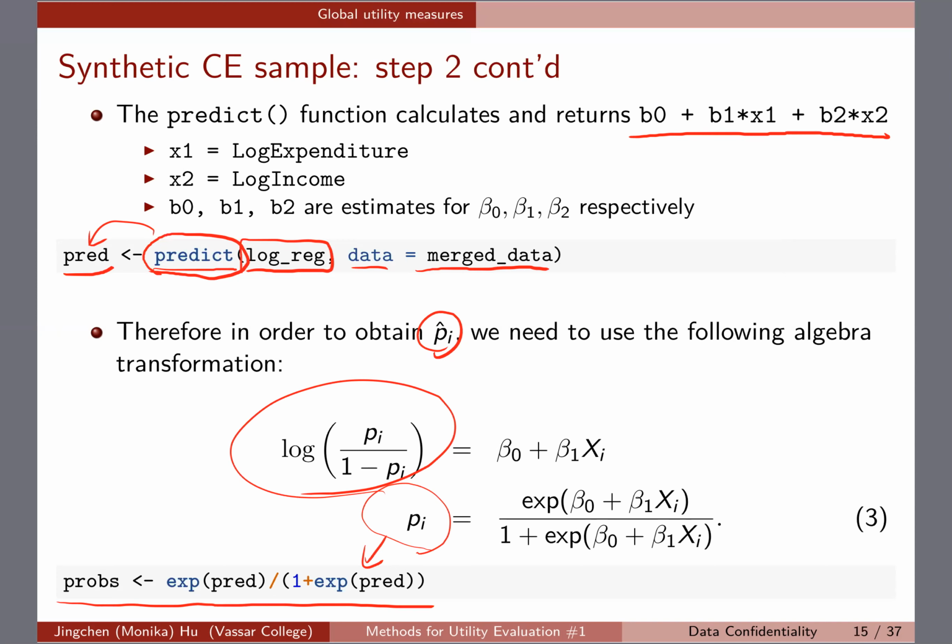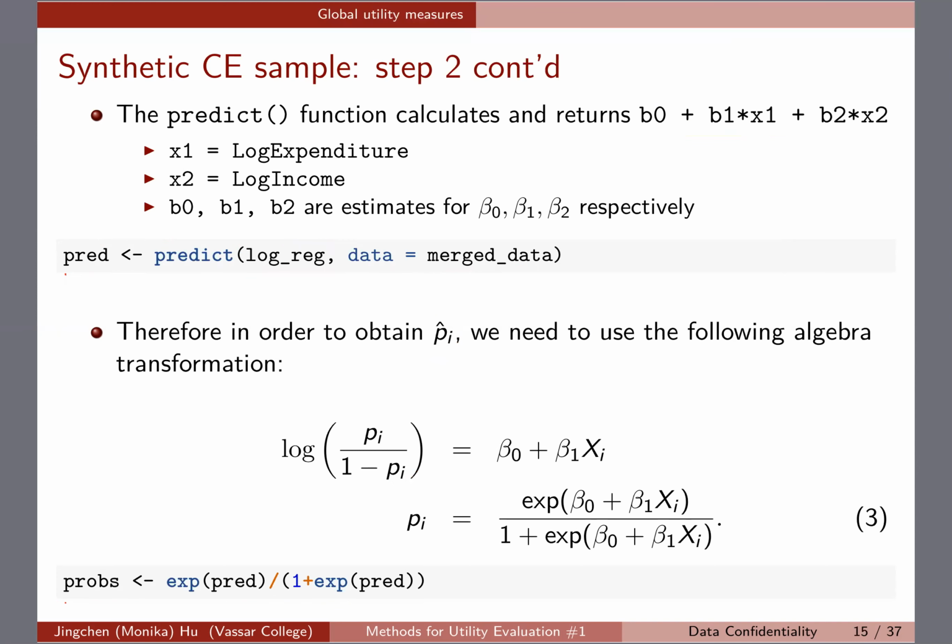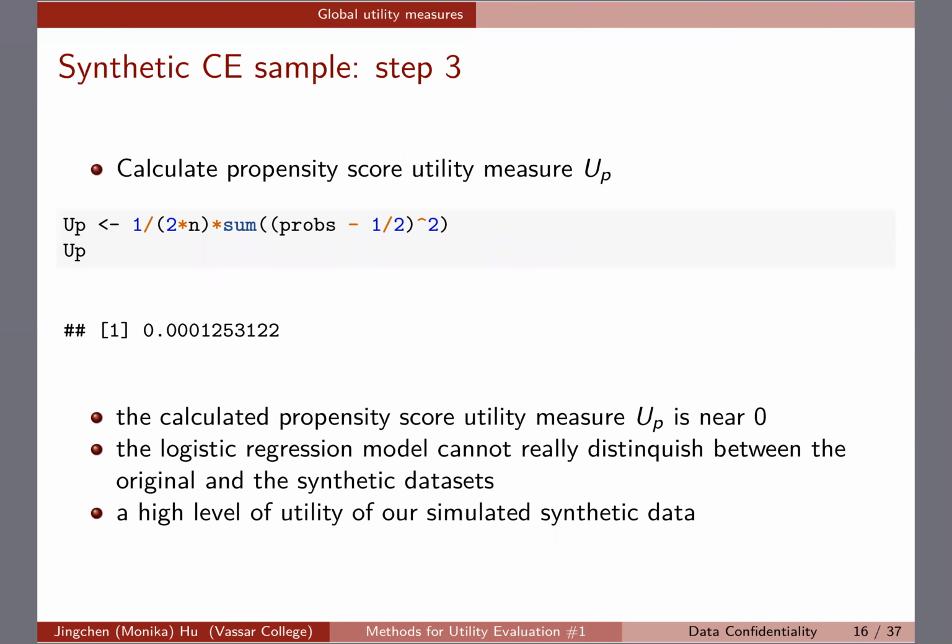From there, the π hats, the props, are what we can use to compute that UP measure. I'm just following that formula. I didn't include it here, but you can then compute it to be, in this case, pretty small, close to 0. We know that the closer the UP is to 0, the higher the utility, and the closer it is to 1/4, which is 0.25 in this case. But it's definitely very close to 0. That means the logistic regression model cannot really distinguish these two data sets when you stack them up together. That indicates a high level of utility of the simulated synthetic data.